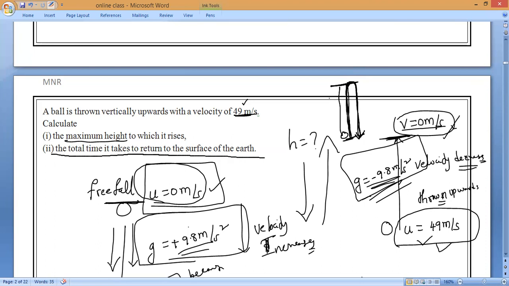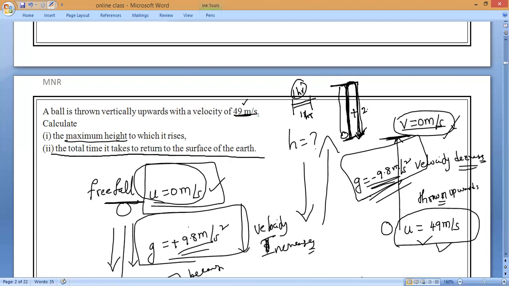So if you calculate any one time, suppose from your home to my home it has taken 1 hour, then from my home to your home will also take the same 1 hour only. So I will calculate any one time, either it reaches the maximum height or coming down.